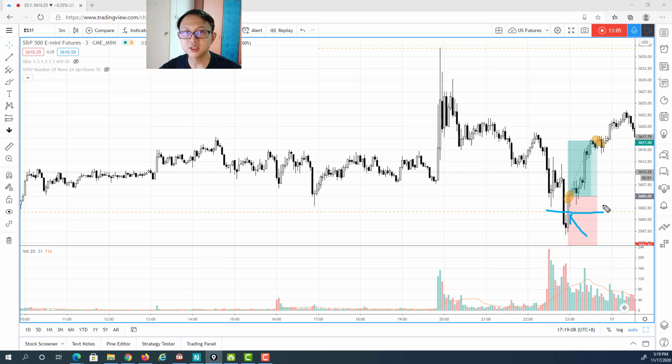This bar actually just reversed and committed above the level that we are looking at. So these are the 3 things that I always want to check whenever I take the breakout or the false breakout trade. So probably you might want to take a closer look and do some more research yourself.